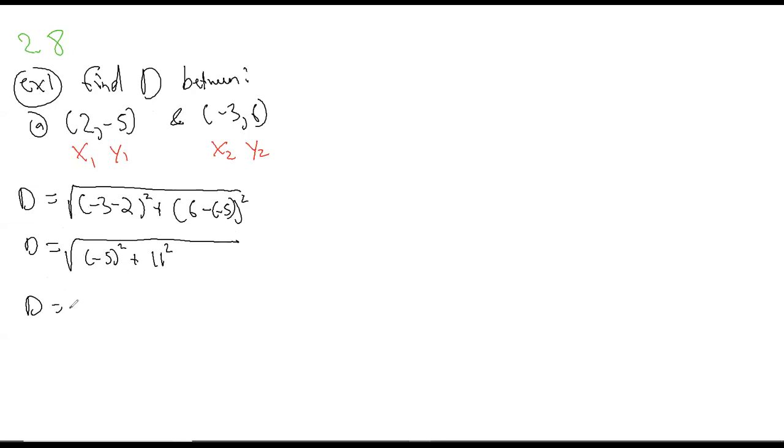-5 squared is +25. 11 squared is 121. And that tells us that d is equal to the square root of 146. If you know the square root, you have to take it. If this was 144, we'd say the answer is 12. If you don't know the square root, you've got to see, well, maybe you can break this up. Can you write this as a product of 2 numbers where you know the square root of one of them?